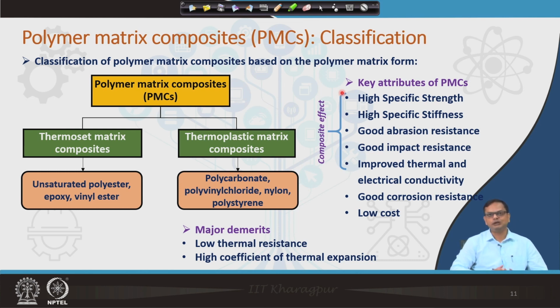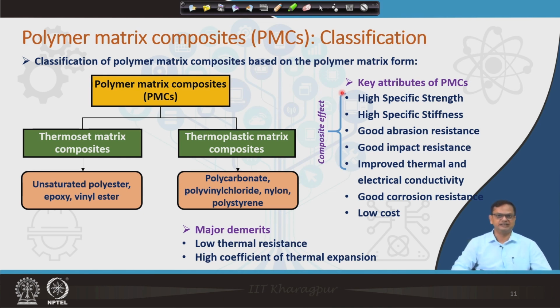Now, a key attribute of polymer matrix composites is that their strength is not that high, it cannot really compare with MMC or CMC, but the specific strength is extremely high. What do you mean by specific strength? Strength over density. When you compare with density, the specific strength of polymer matrix composites is enormously high because of the reinforcement. Similarly, high specific stiffness, and because of the reinforcement, abrasion resistance increases.